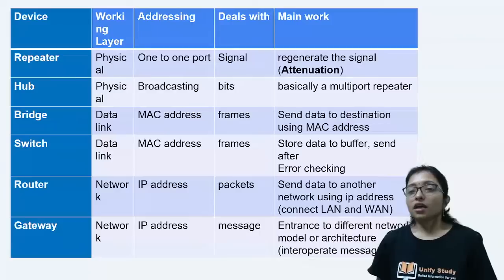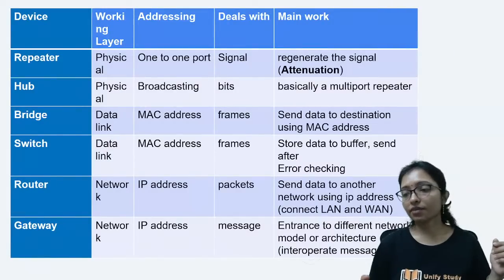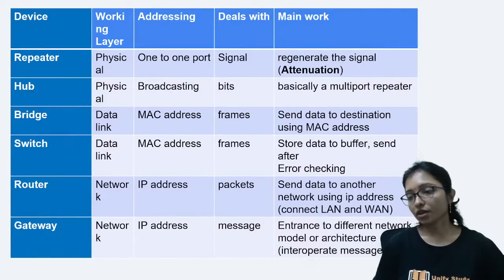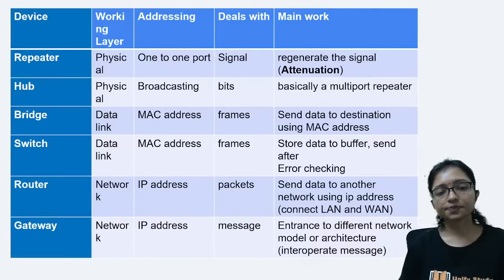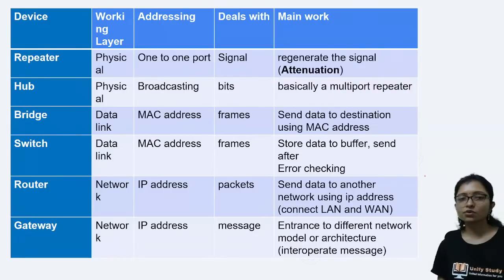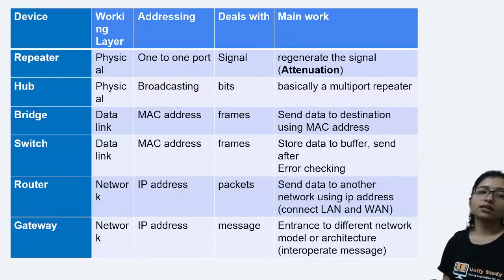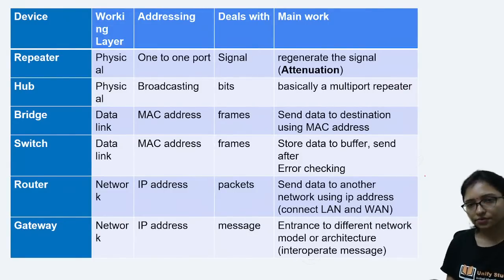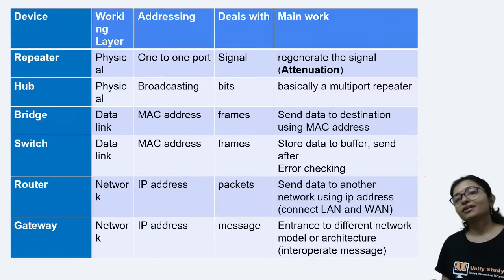Okay. Here you can see all the devices. That will be more clear. So many students are asking questions. You can see that your doubts are clear here. Repeater in physical, hub also physical, bridge data link, switch data link, router network, gateway network. Addressing, how it is going on: one-to-one port for repeater, broadcasting for hub, bridge and switch use MAC, and router and gateway use IP address.